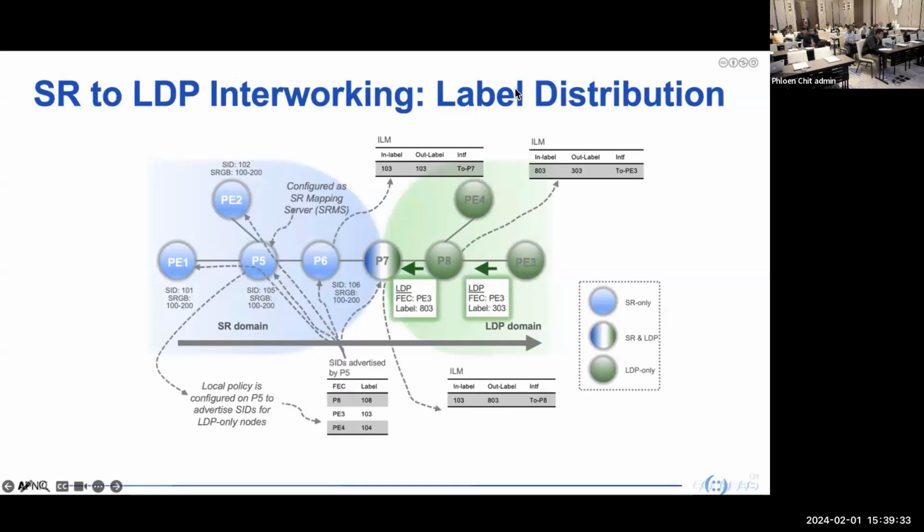For the case of segment routing to LDP interworking, we need to have a segment routing mapping server, or SRMS. This can actually be any router from the SR domain, but let's assume we will use P5. As the SRMS, P5 will advertise SIDs for LDP-only nodes, such as P8, PE3, and PE4. Then after that, all nodes in the SR domain will use the label that P5 advertises to reach those destinations. So we need to configure P5 to advertise the label for P8, PE3, and PE4.